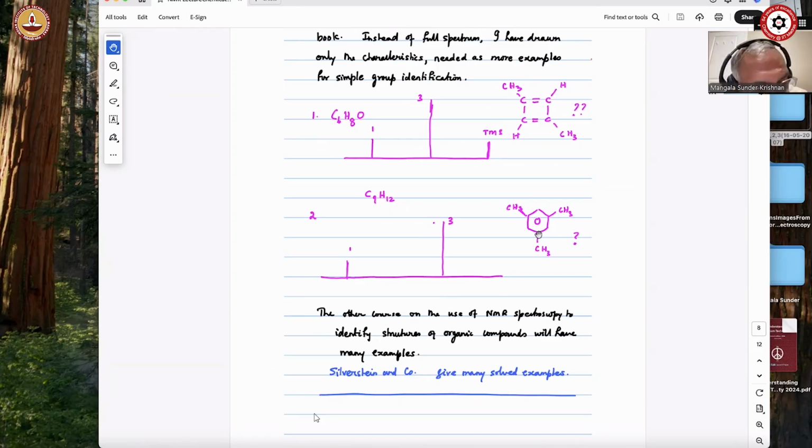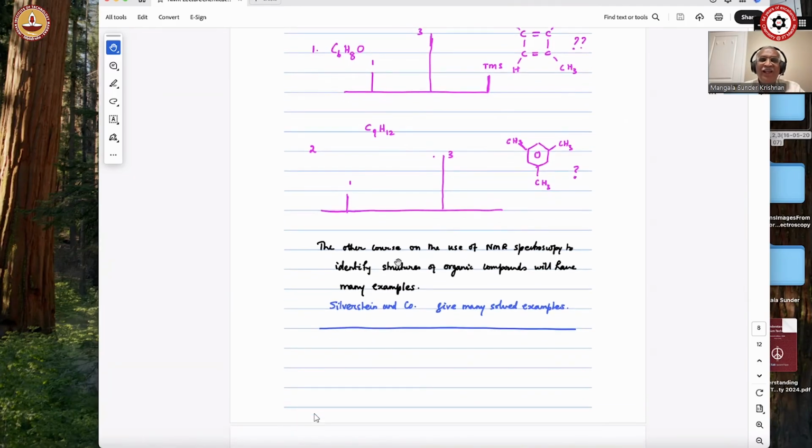What is it? You can always say 2,3,6 or 2,4,6 trimethylbenzene, but that's also a nickname for it. Okay, so this compound, you can see that there are only two lines.